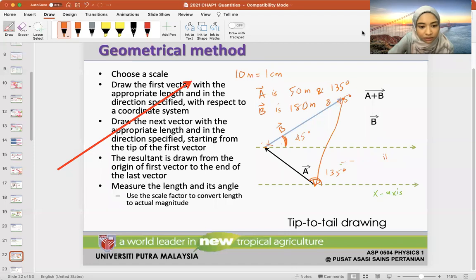Okay. From tail of vector tip. Naziha, tak faham? From tail of A to tip of B.